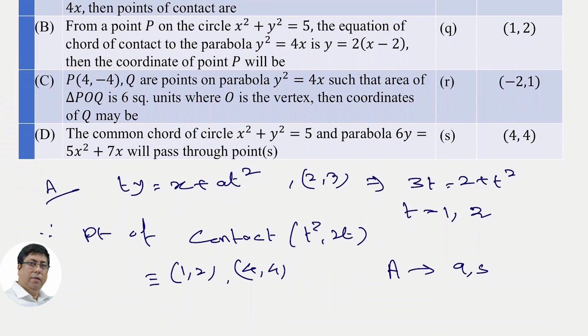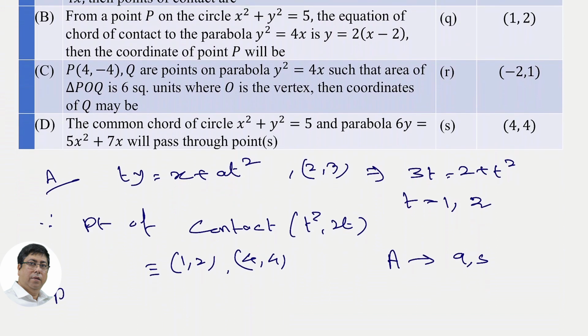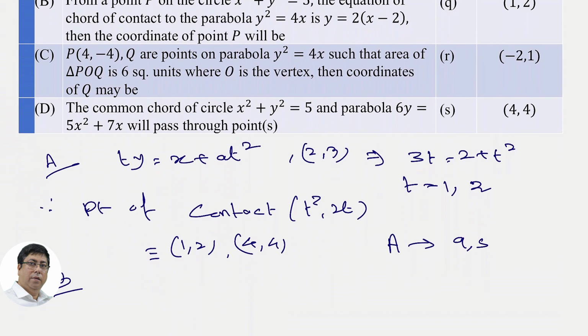Let's go to the sum number 2. That is B. Here what B is telling, from a point P on the circle x square plus y square equal to 5, the equation of the chord of contact to the parabola y square equal to 4x is y equal to 2 into x minus 2, then the coordinate of the point P. Let the point P be x1, y1.